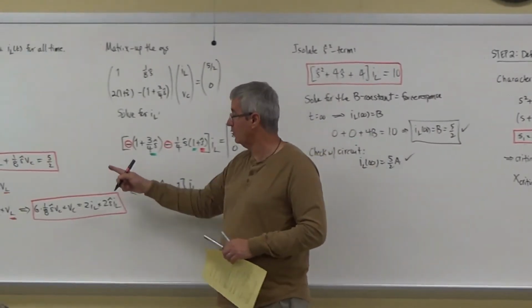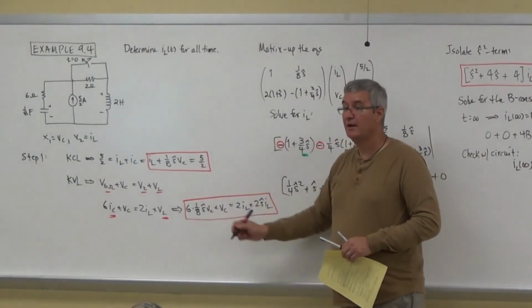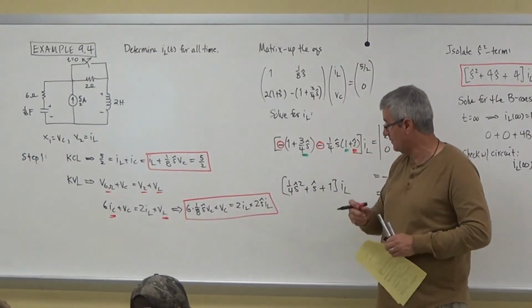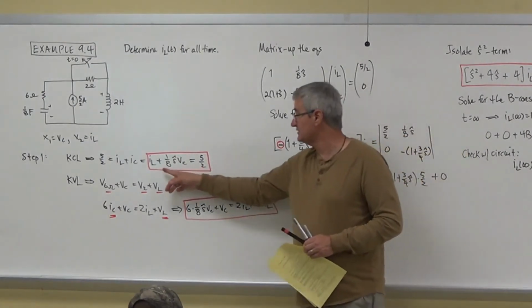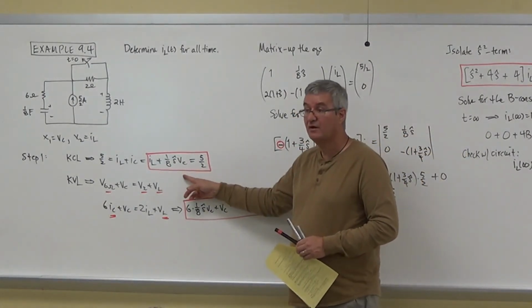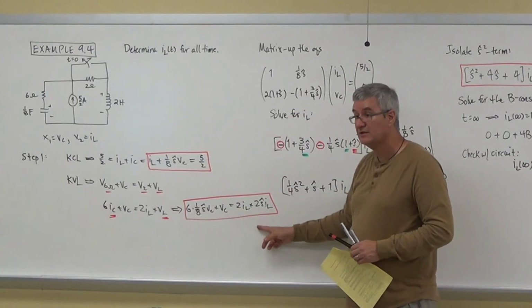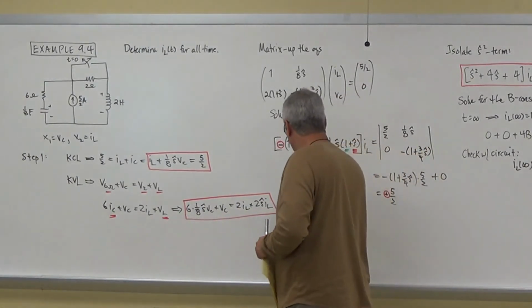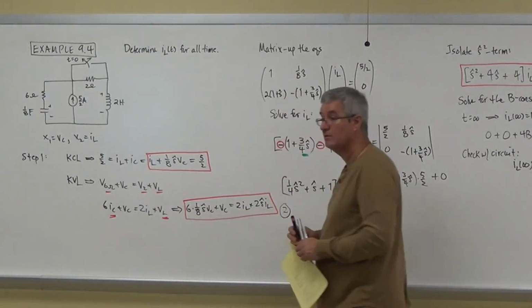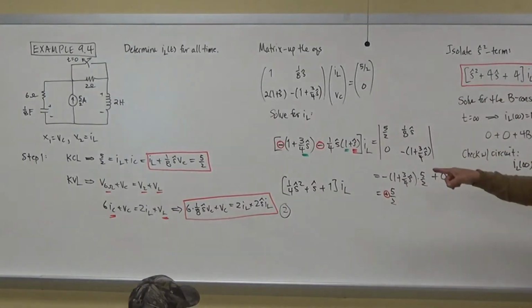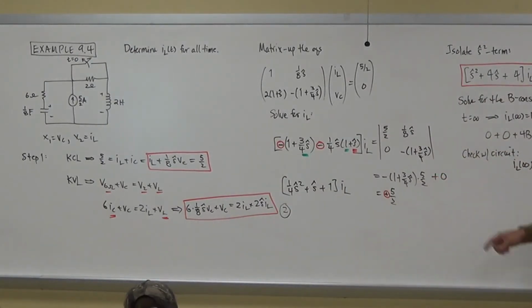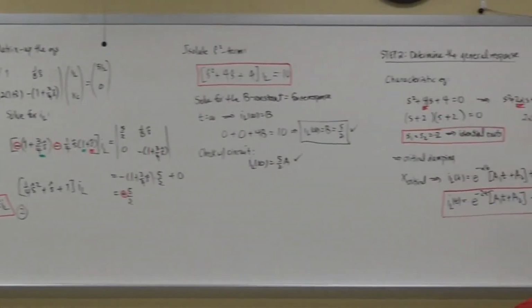Here's my first two equations. When you look at these equations, what am I seeing here? Note that this one does not contain the derivative of the inductor, but this one does. Therefore, that is equation 2. So now I've got to look at that equation. If I look at equation 2, what does it look like?